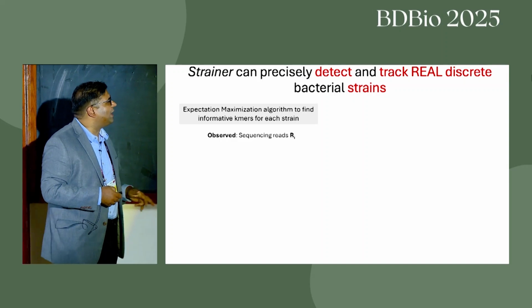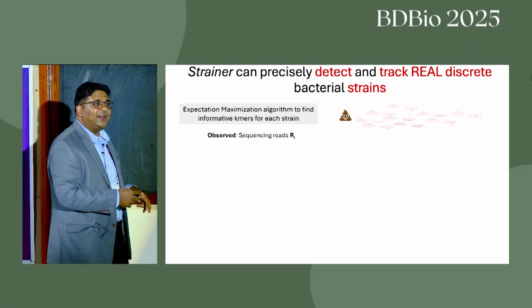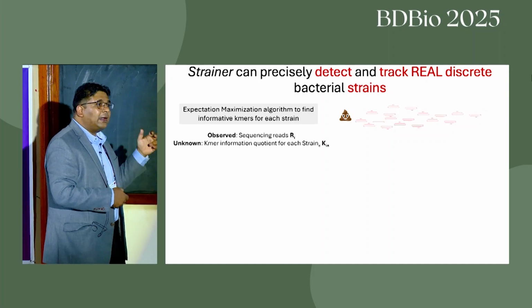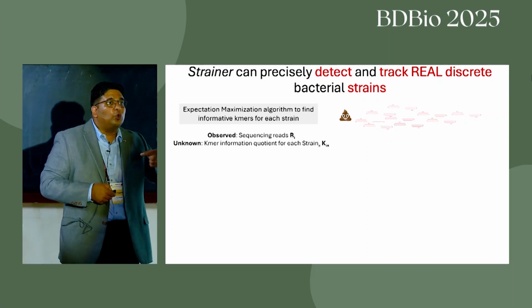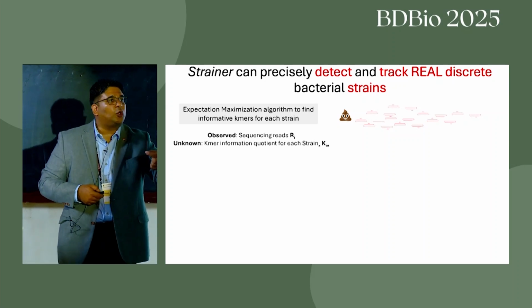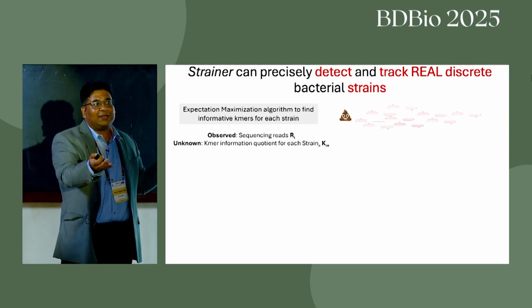Let me explain it through an example. In this case, what we have is the sequencing reads from the sample. The unknown information is, for each strain, what are the unique informative k-mers that belong to it. Once we know those unique k-mers, a strain can have a lot of k-mers, right? That's what we discussed.